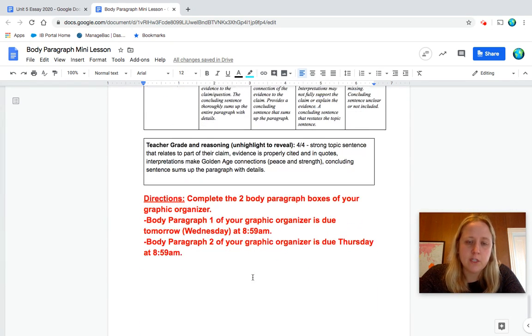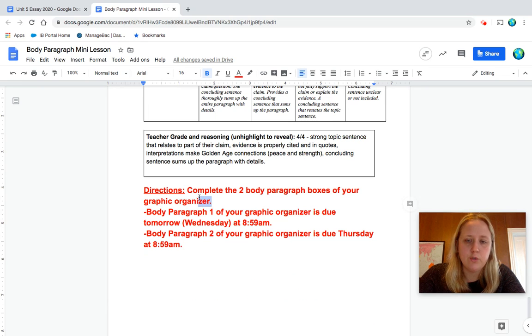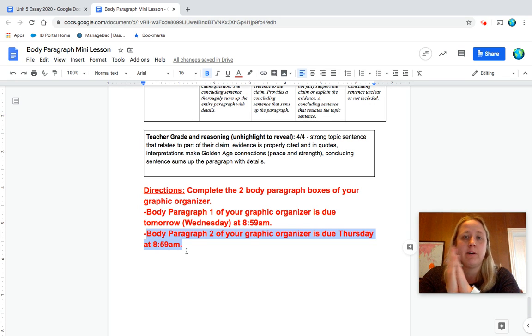So if we look at our directions on the bottom, complete the 2 body paragraph boxes of your graphic organizer. Again, body paragraph 1 is due tomorrow, Wednesday, at 8:59 a.m. You can do it right now as your classwork and be done with it, but it is not due until tomorrow morning. So it's technically classwork/homework. Body paragraph 2 is due Thursday morning. So you have tomorrow during the day to work on that as well as tomorrow night. Okay, it's your classwork/homework for Wednesday, right?